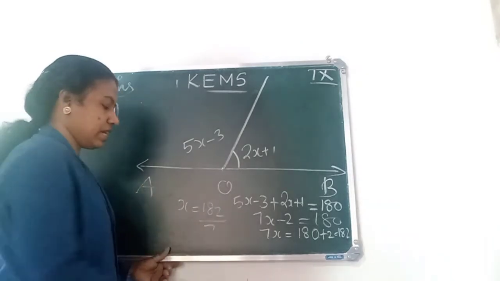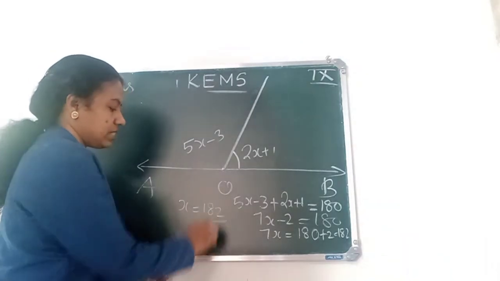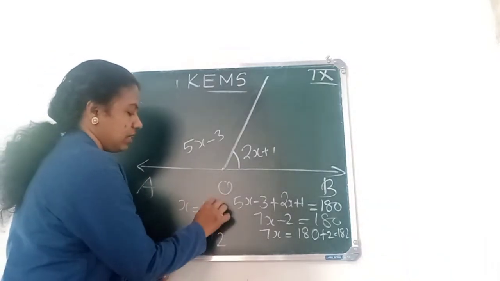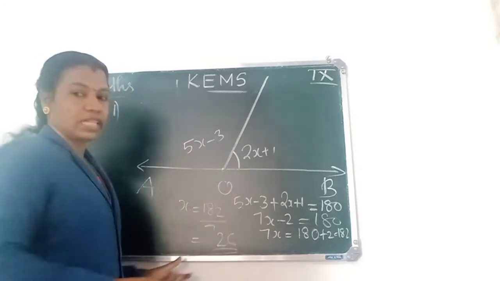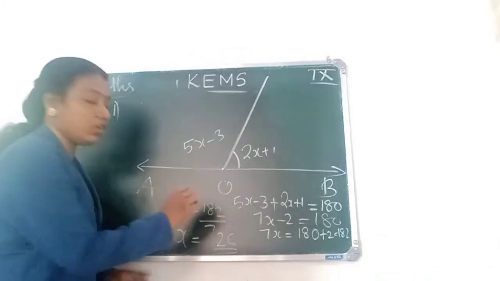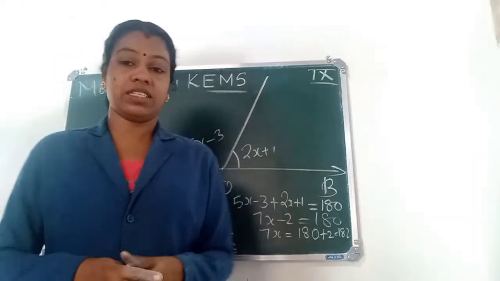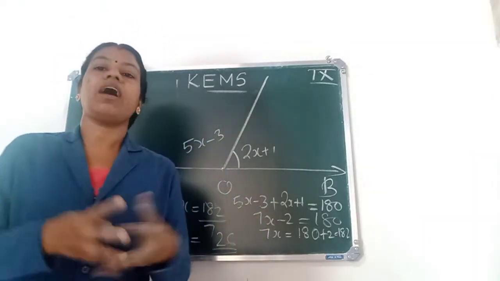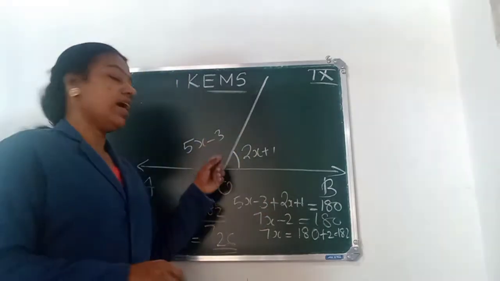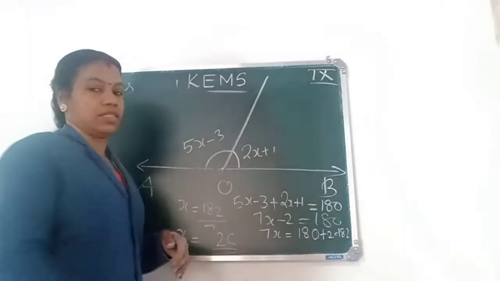Now cancel with 7. 2 7s are 14, balance of 6. So x equals 26. In these two angles, the value of x is 26. Now we need to find the two angles.